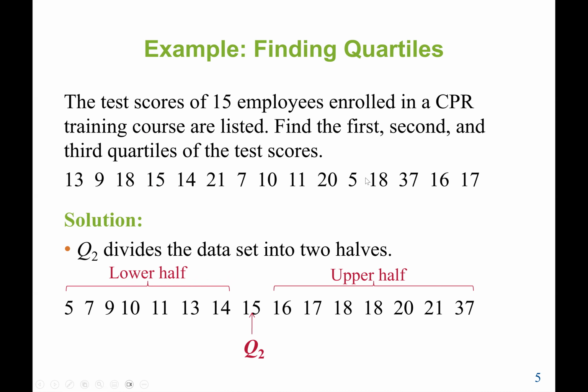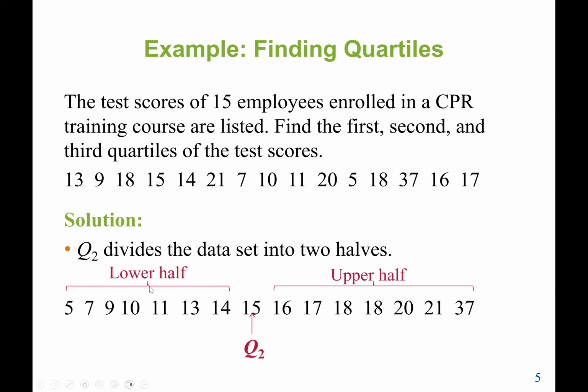When we look at our data here, the smallest value is 5. The biggest value is 37. So we can see 5 up to 37. This is why finding Q2 is the same as finding the median, because in order to find a median, as we said earlier, we have to put our data in order. Then we find the middle value.